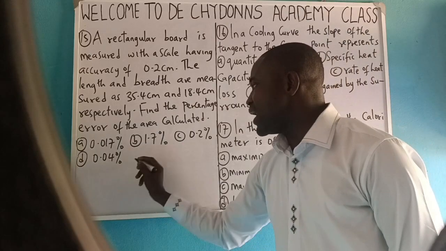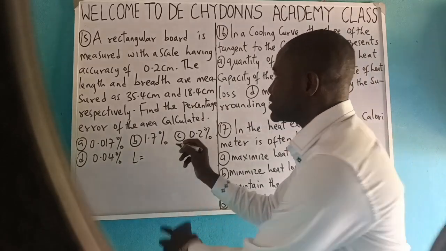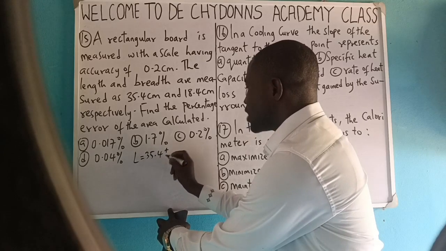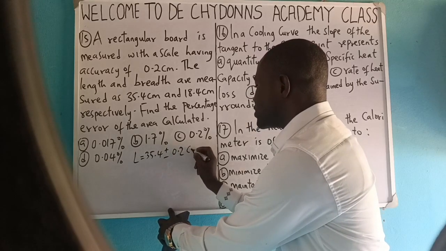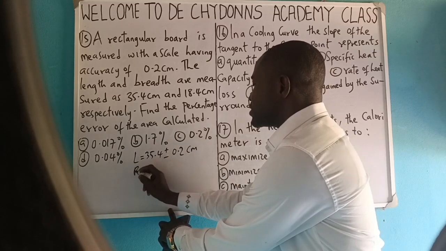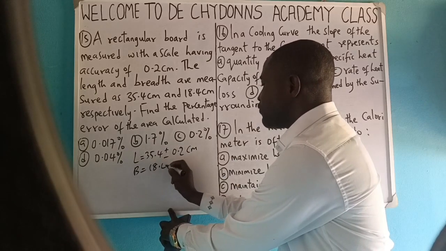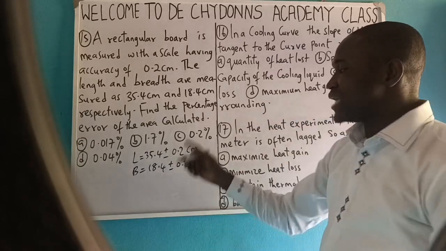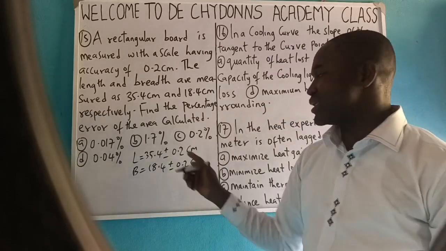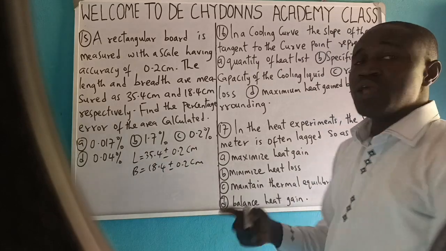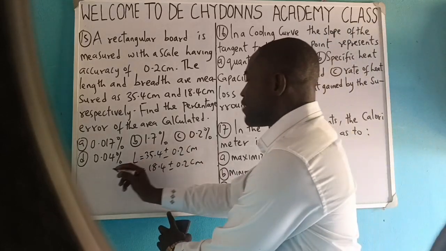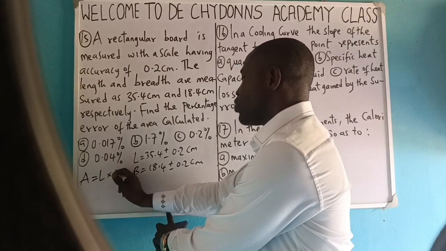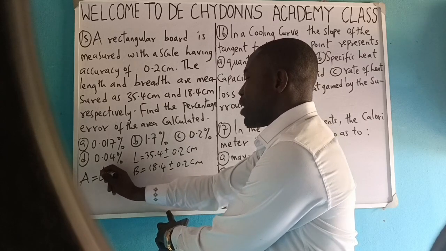It means that the length is given as 35.4 plus or minus 0.2, all in cm. And the breadth is equal to 18.4 plus or minus 0.2 cm. That is what it means. The error you will encounter, you package it this way. Then you tell yourself, what is the formula for finding area? Area is equal to length times what? Breadth. What are their powers?